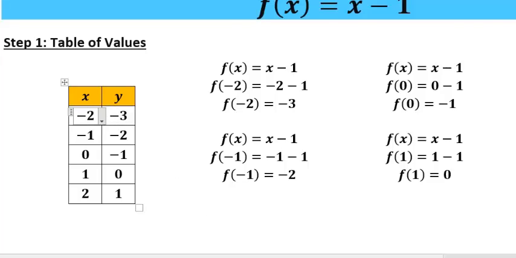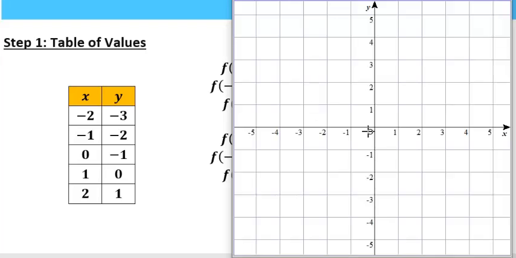Okay, so -2 horizontally, -3 vertically. There's where I'm gonna put my first mark. Okay, the first point is there. The next one is -1, -2. So horizontally on -1, vertically on -2. So it will be in there.